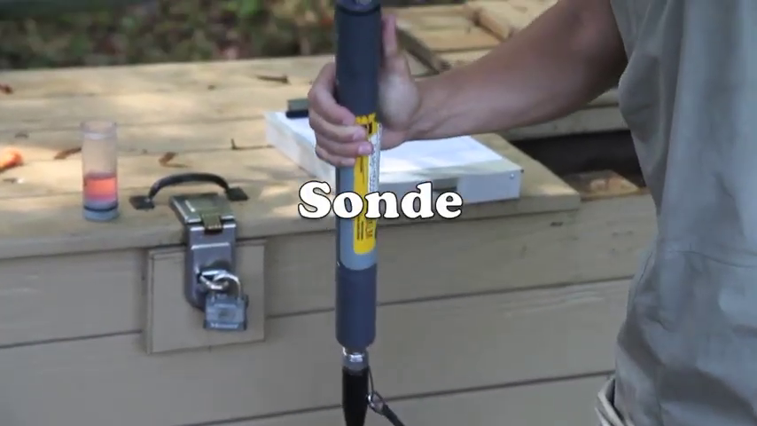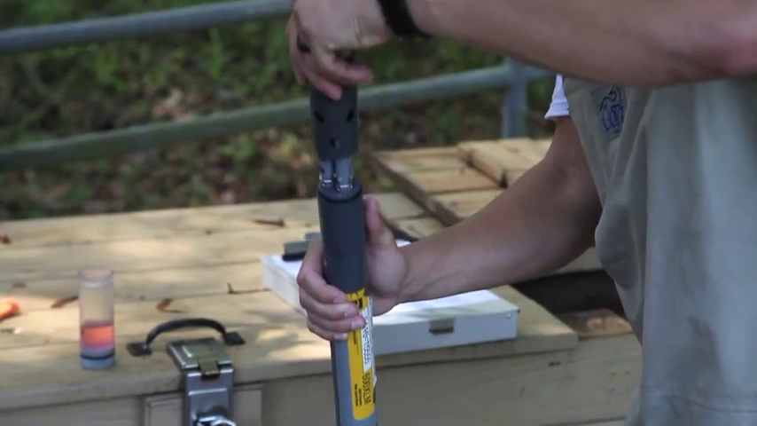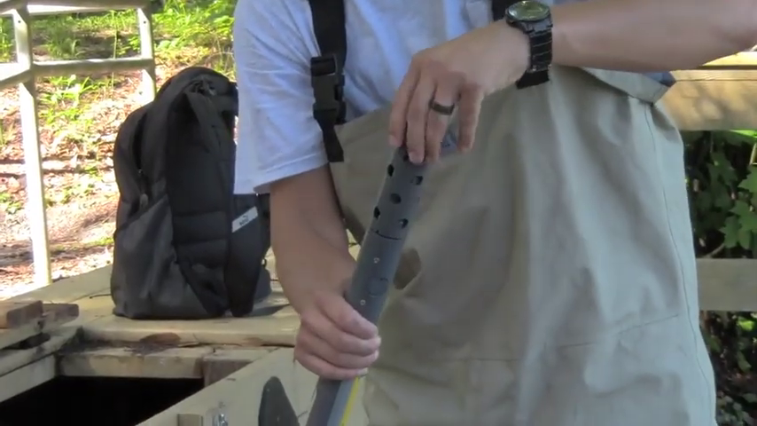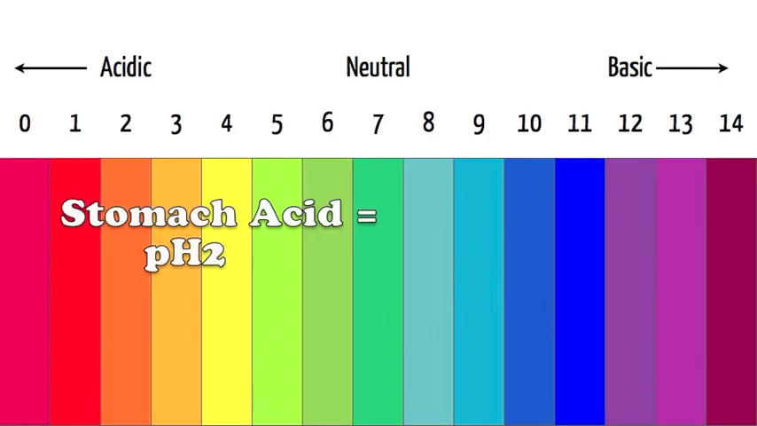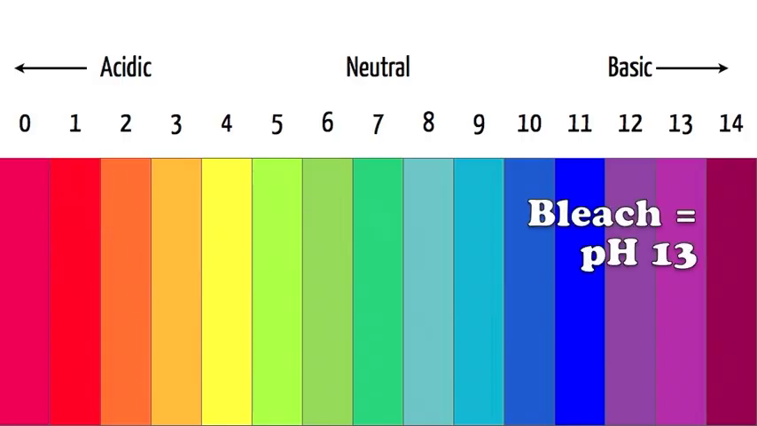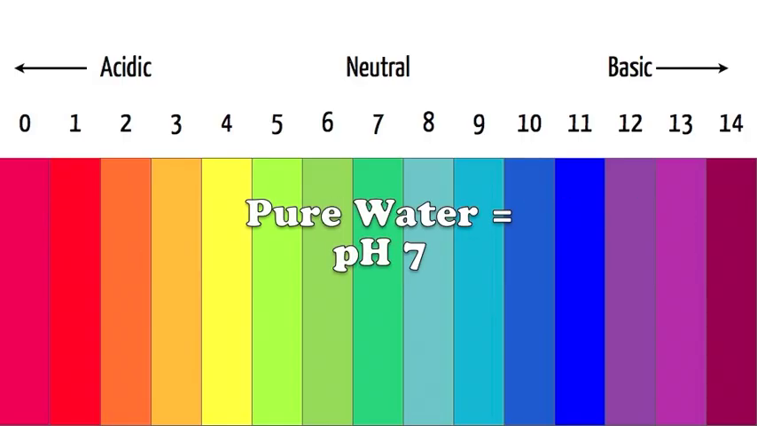This sonde is a device that measures all three parameters. The potential of hydrogen, also known as pH, is a measure of acidity, and it ranges from 0, extremely acidic, to 14, extremely basic, with pure water right in the middle at 7. Most aquatic organisms survive best in water between 6.5 and 8.5.